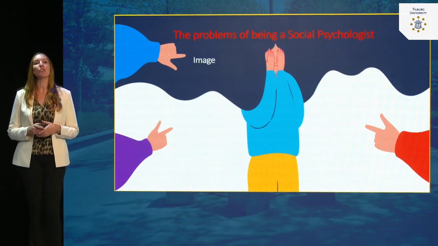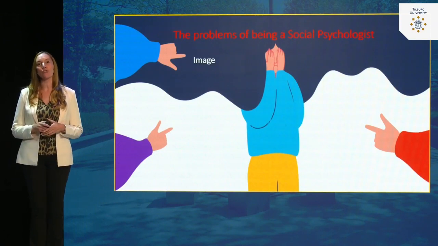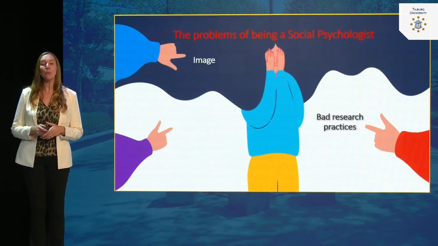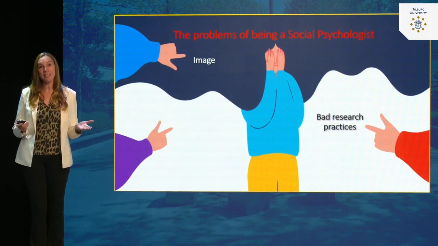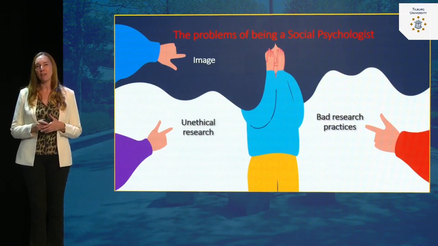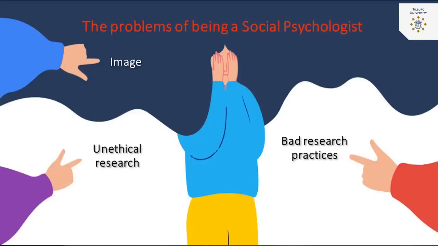The first problem had to do with the image of social psychology. The second one about bad research practices. And finally, unethical research that has been conducted in the past. So let me start off with the first one, the image of social psychologists.